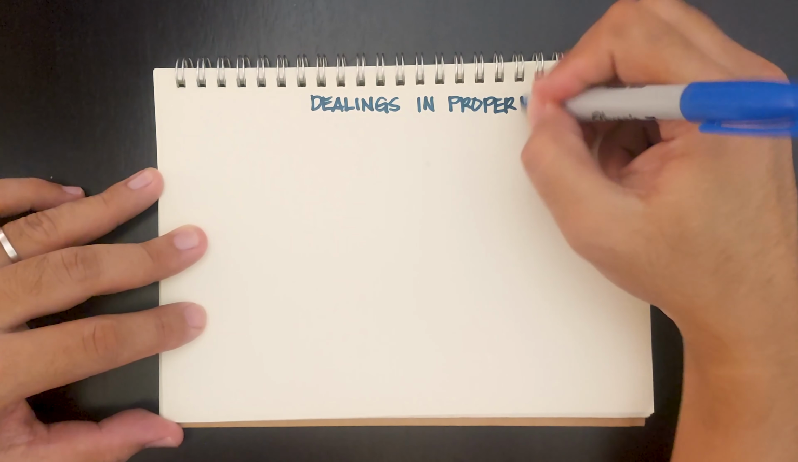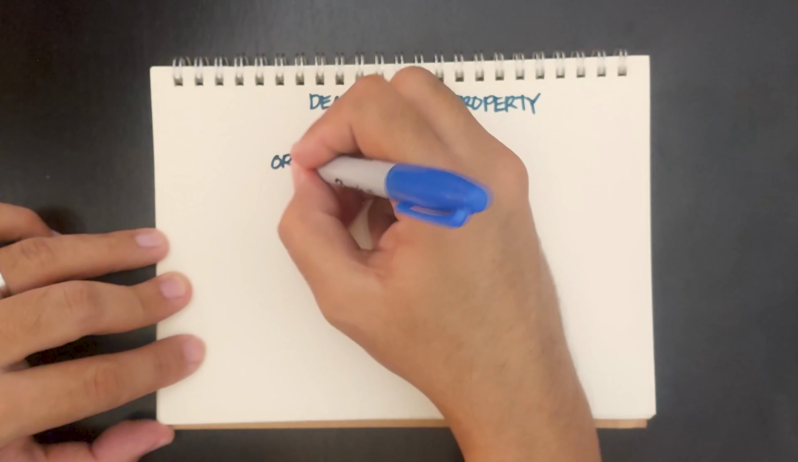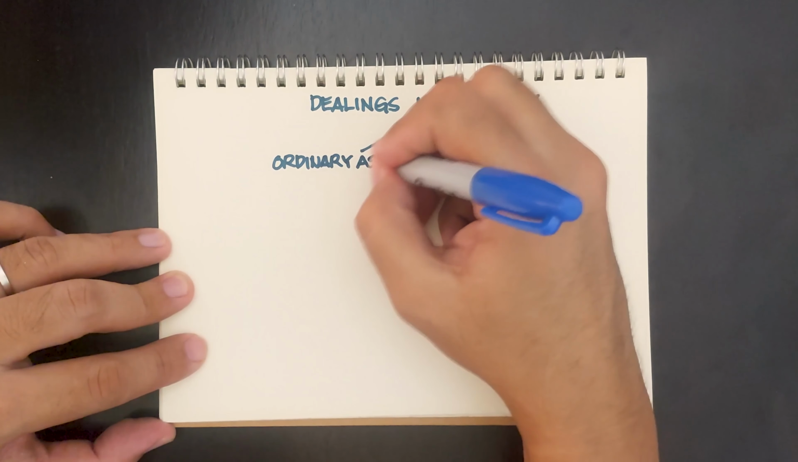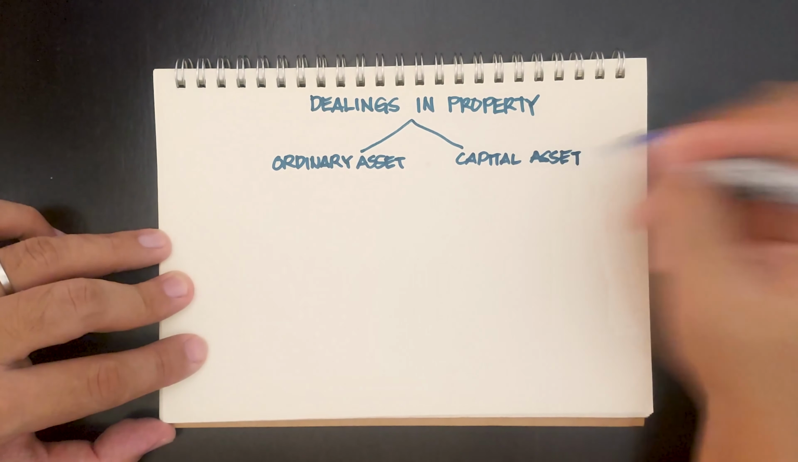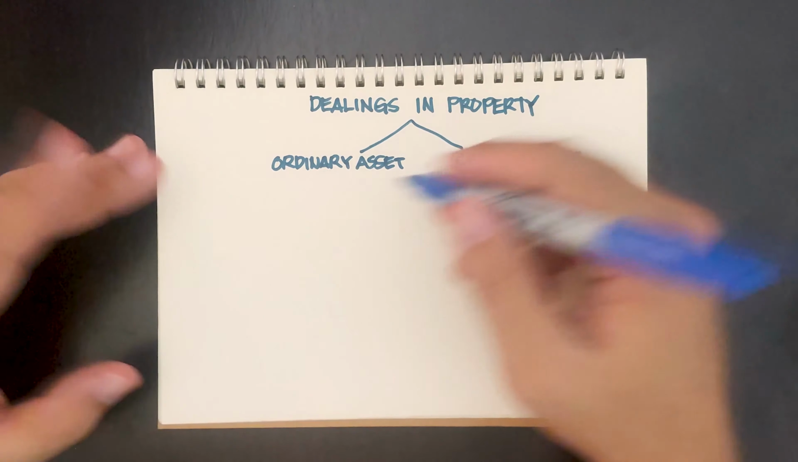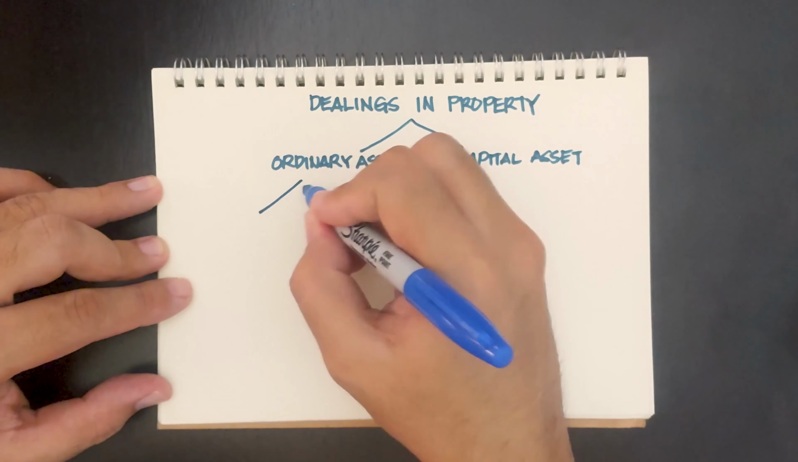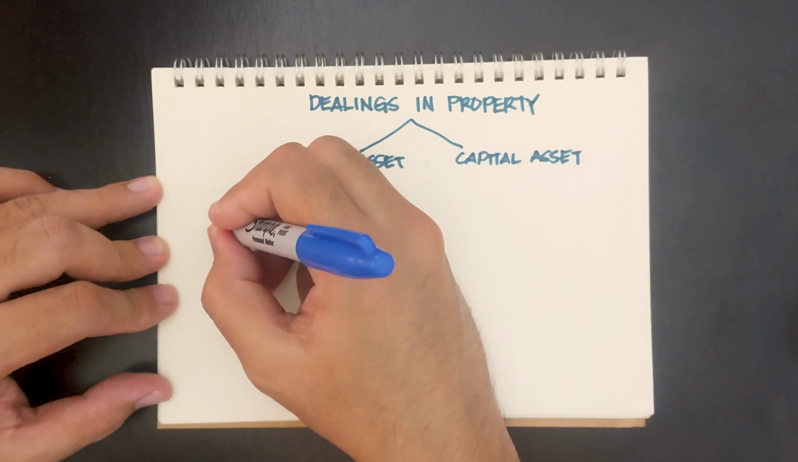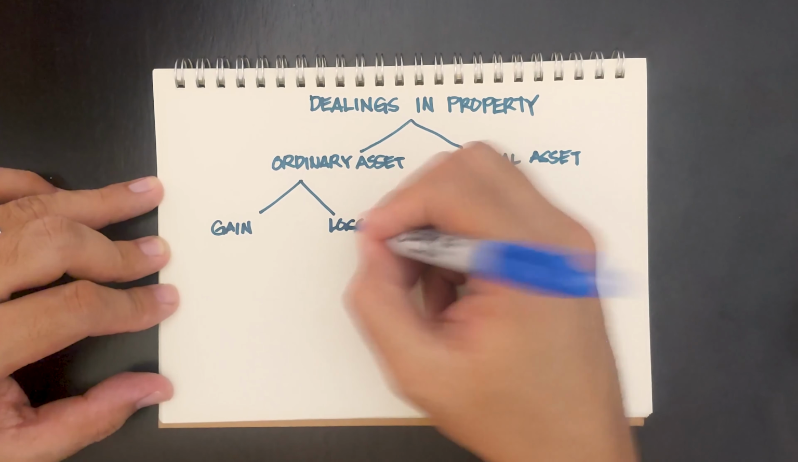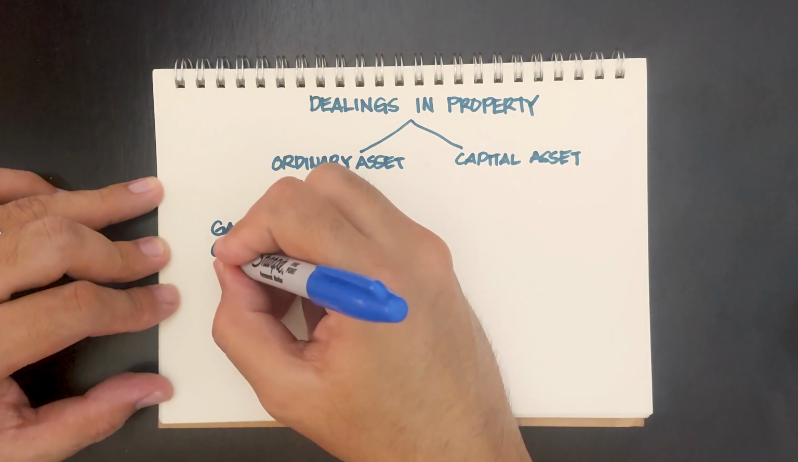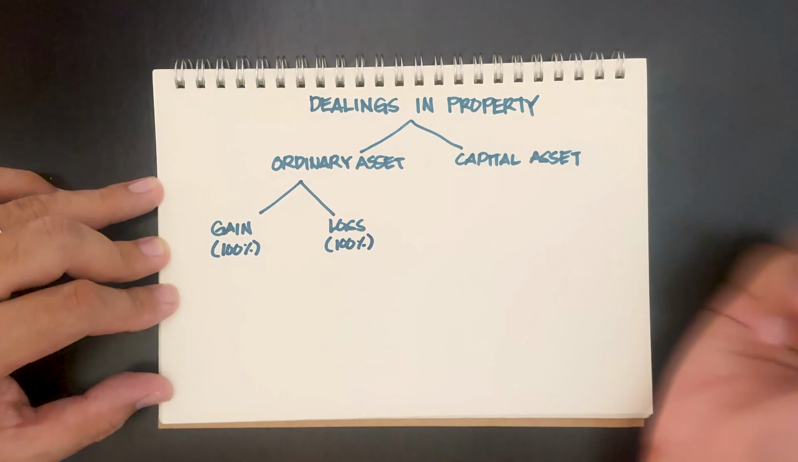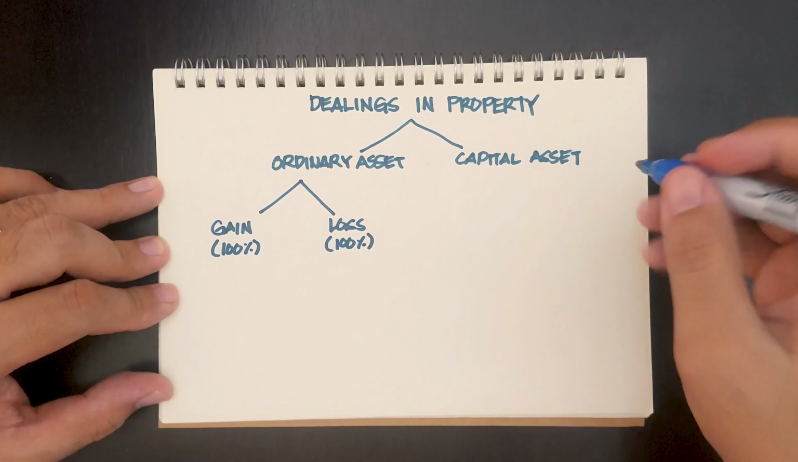To begin, let's make a diagram. We can start with classifying the assets sold, which could either be ordinary or capital asset. For ordinary assets, the full amount of gain from the exchange or sale transaction will be recognized in the net income and subject to income tax. For loss, however, it shall be allowed as a deduction in full. Let's go to the other side.